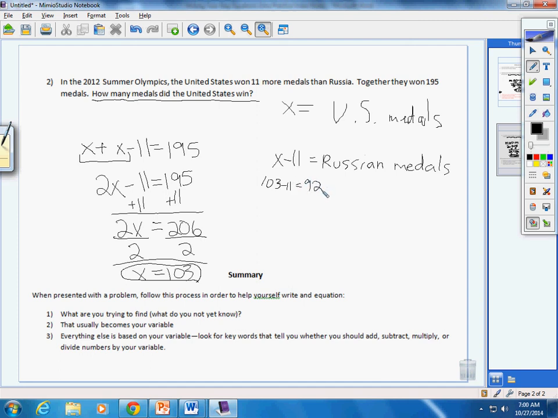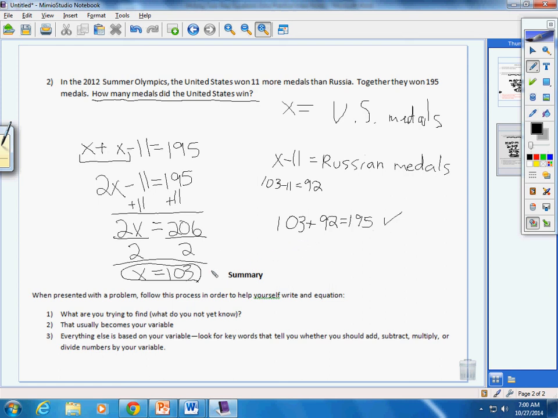That means 103 plus 92 better equal what number? That's right, 195. So right now I'm checking our answer, because U.S. medals plus Russian medals better equal 195. And it does. So that means your X is correct. It means we've done this all correctly.